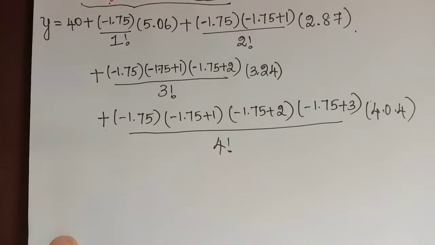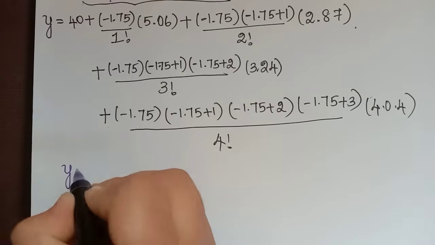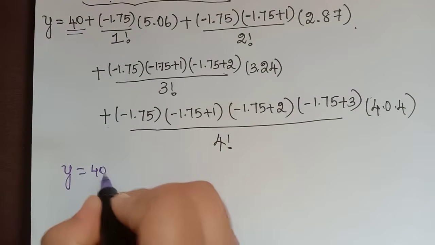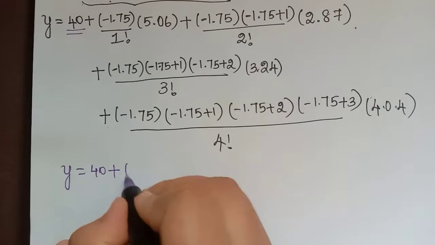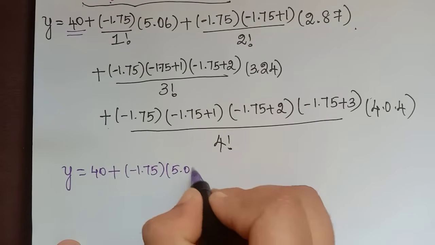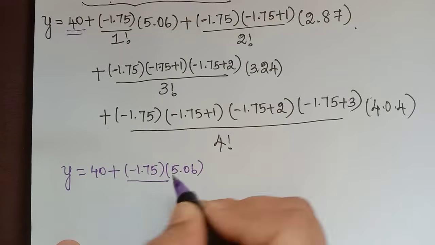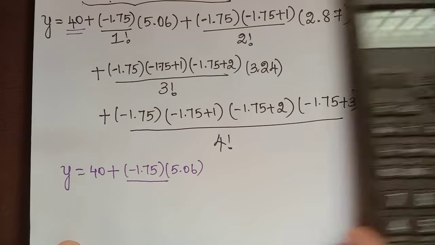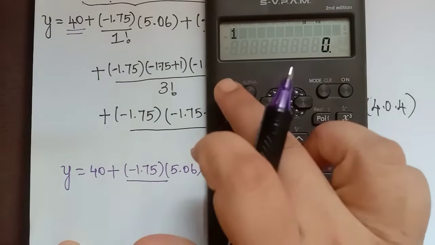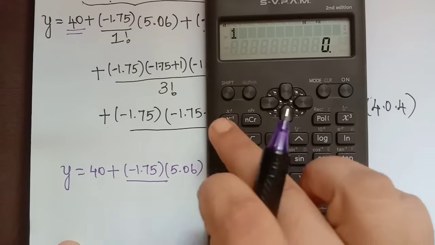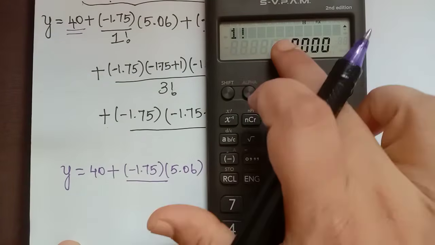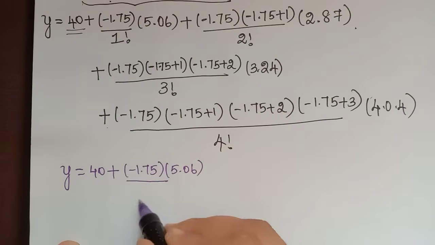So y is equal to, here we have 40. So let's write it as it is. So 40 plus minus 1.75 multiplied with 5.06 divided by 1 factorial. But 1 factorial is 1 actually. I'll show you in the calculator also. For factorial you should put shift and then the factorial, and that is equal to 1 only. So divided by 1.